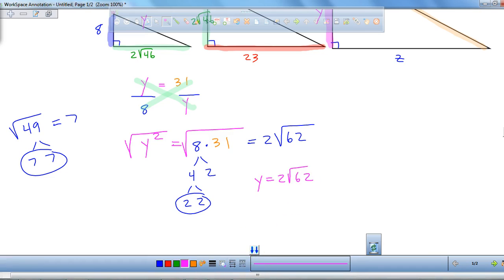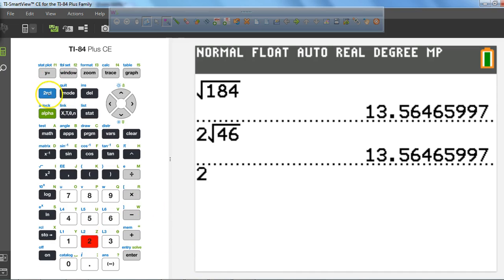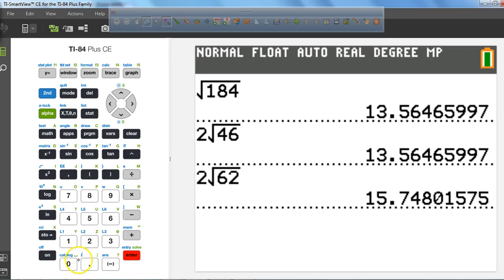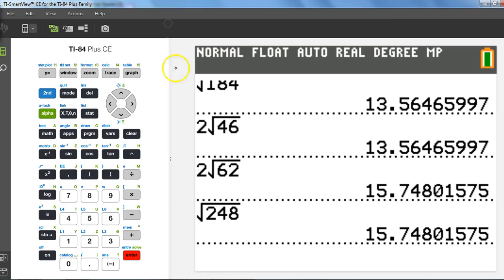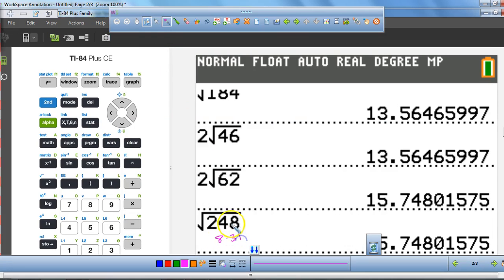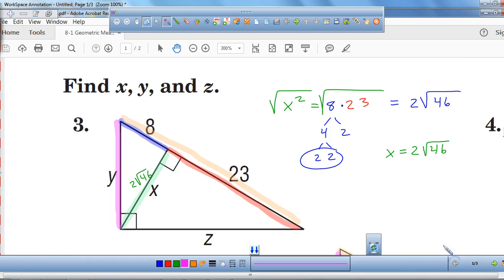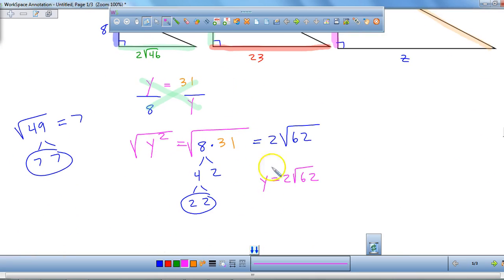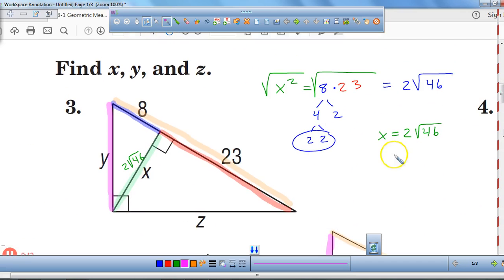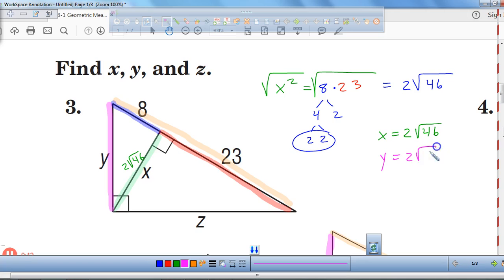Now, if I were to go in the graphing calculator and type in 2 radical 62 and press enter, I get the same value as with the square root of 248. If you're wondering how I got that, it's because 8 times 31 is 248. So the unsimplified radical is the square root of 248, but the simplified radical is 2 radical 62. So I'm going to go up here and put 2 radical 62. So y equals 2 radical 62.